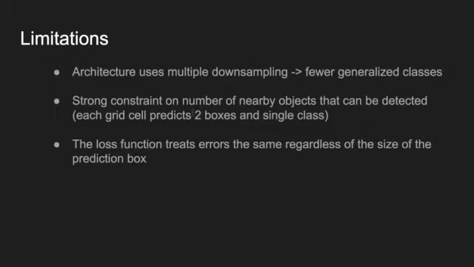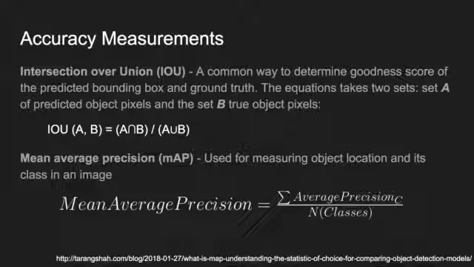Another limitation is that the loss function treats the error the same way regardless of the size of the prediction box, meaning that if you have a large detection box and a small error, then the error is negligible. But if you have a small box and a small error, then this error will have a significant impact on the IOU calculation, the confidence score, which we mentioned earlier on, the intersection over union calculation.